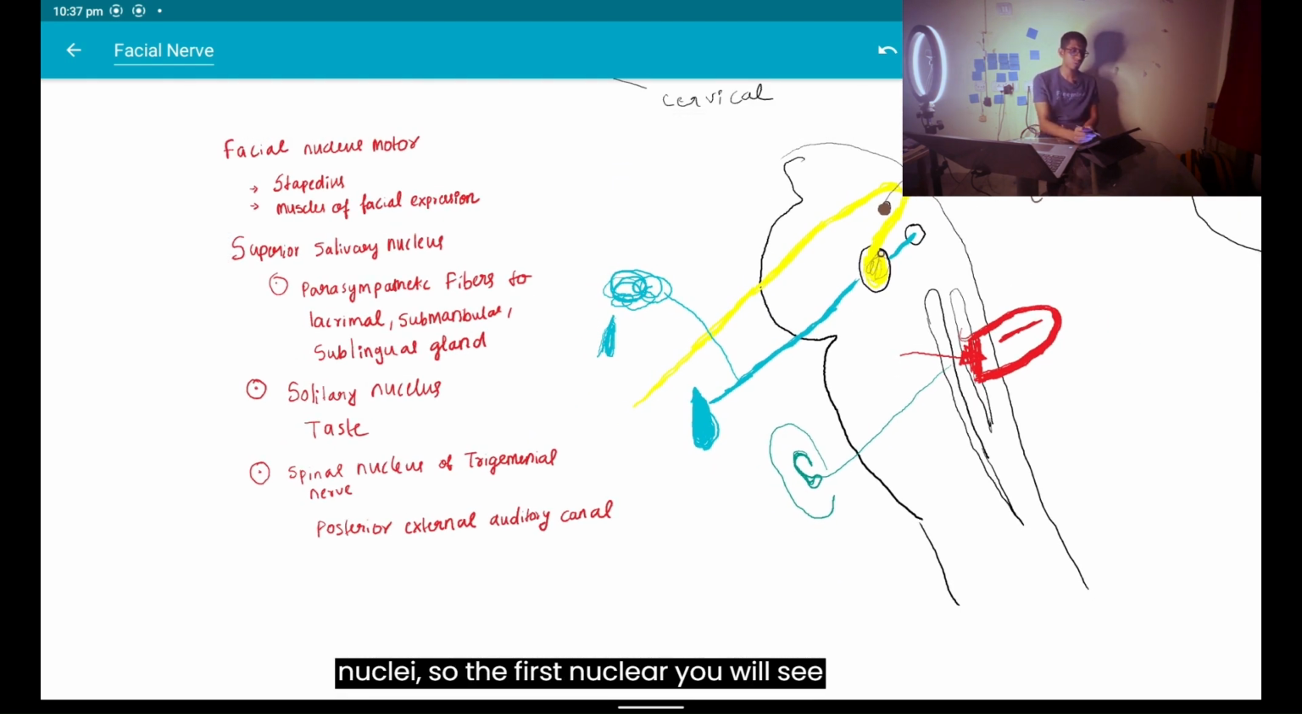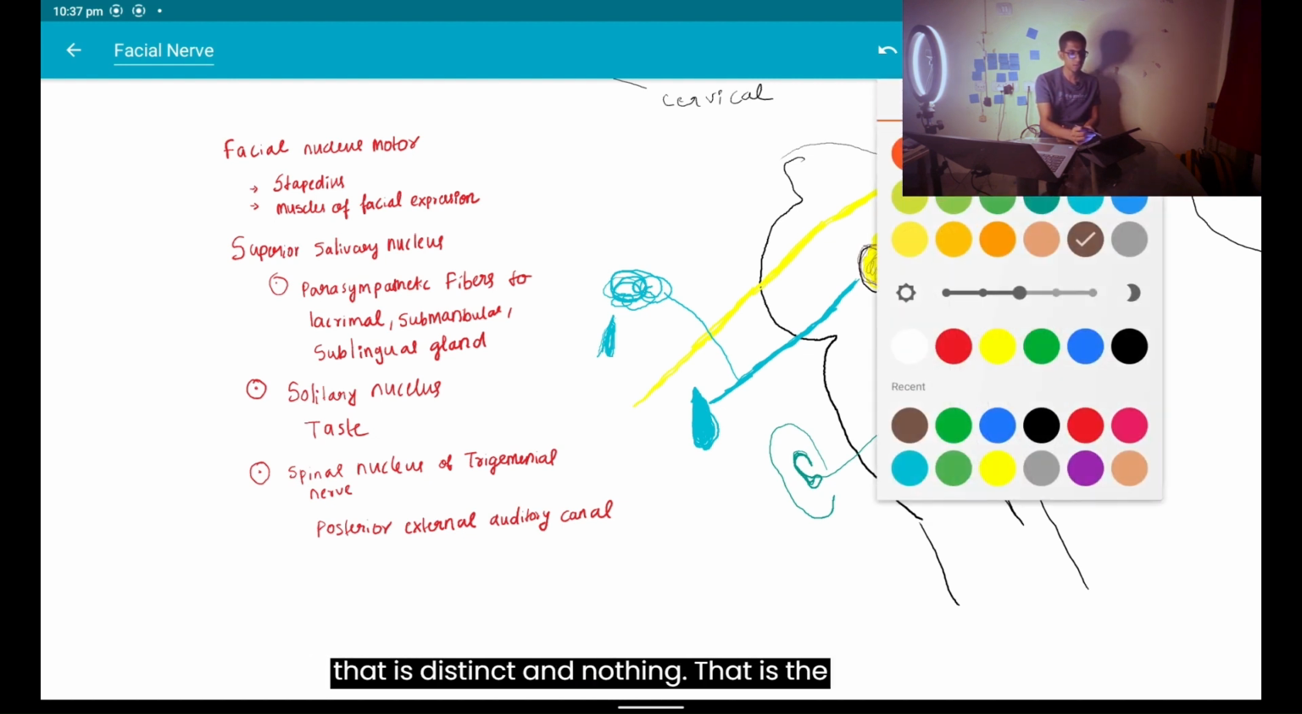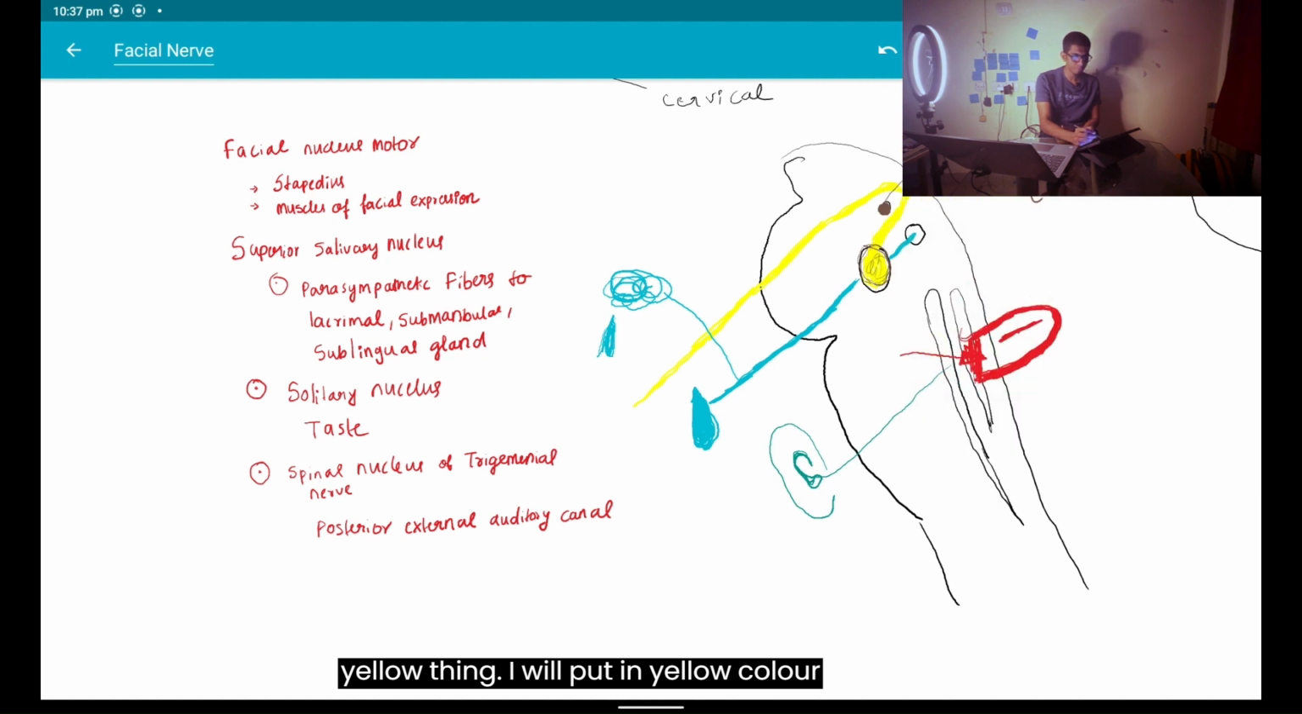So the first nuclei you will see is the motor, brachiomotor nuclei. That is this yellow thing. I will put it in yellow color and show you. So this yellow thing coming out, that is the motor branch.